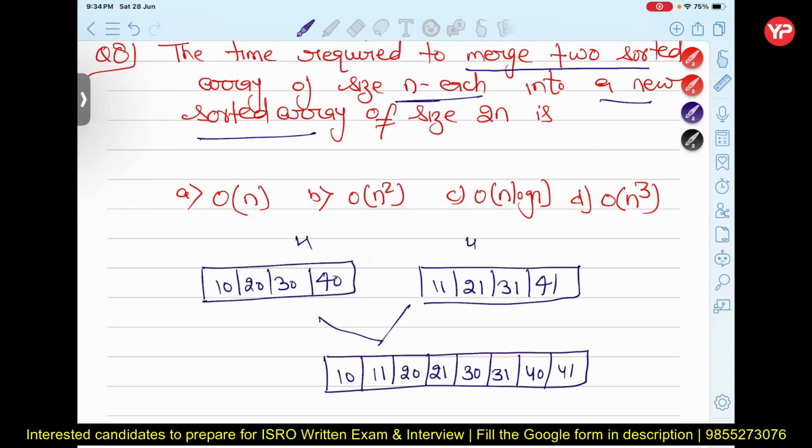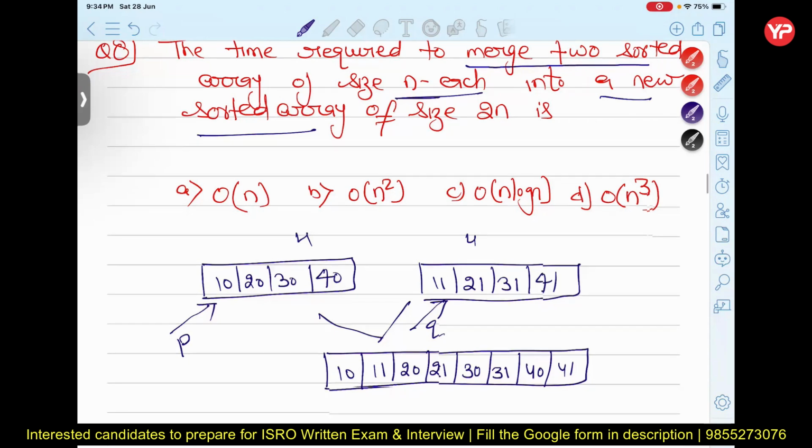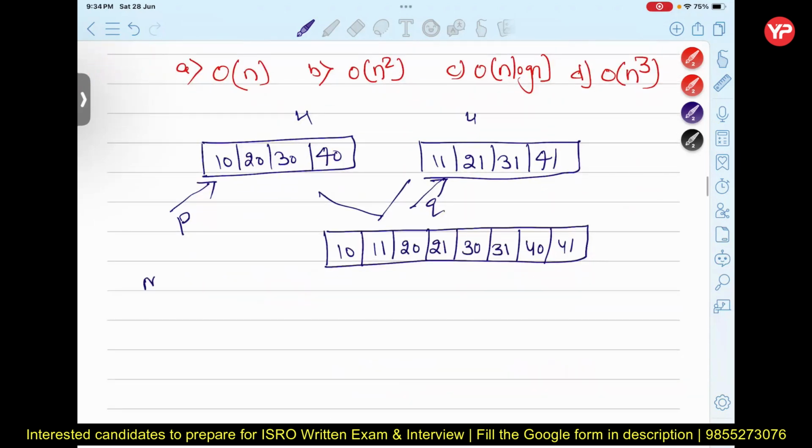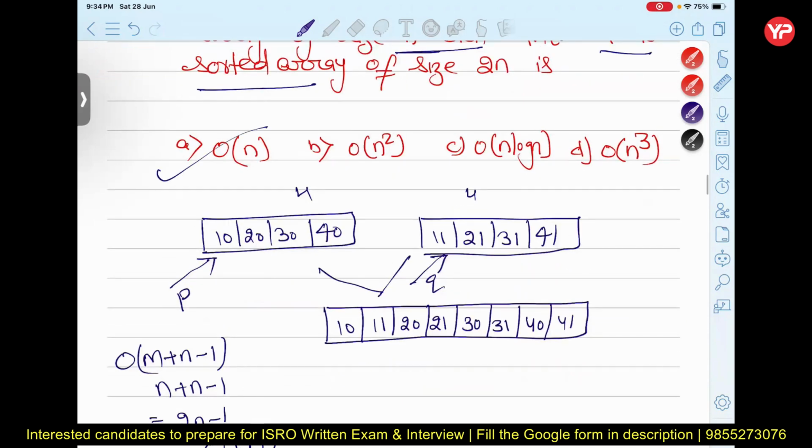So what we are going to do is take a pointer p here, a pointer q here, and perform the comparison. It's the merge procedure of the merge sort algorithm. And we know that it will take m plus n minus 1 comparisons in the worst case. Both the array sizes are n, so it is 2n minus 1, and asymptotically it is order of n. So the right answer is A.